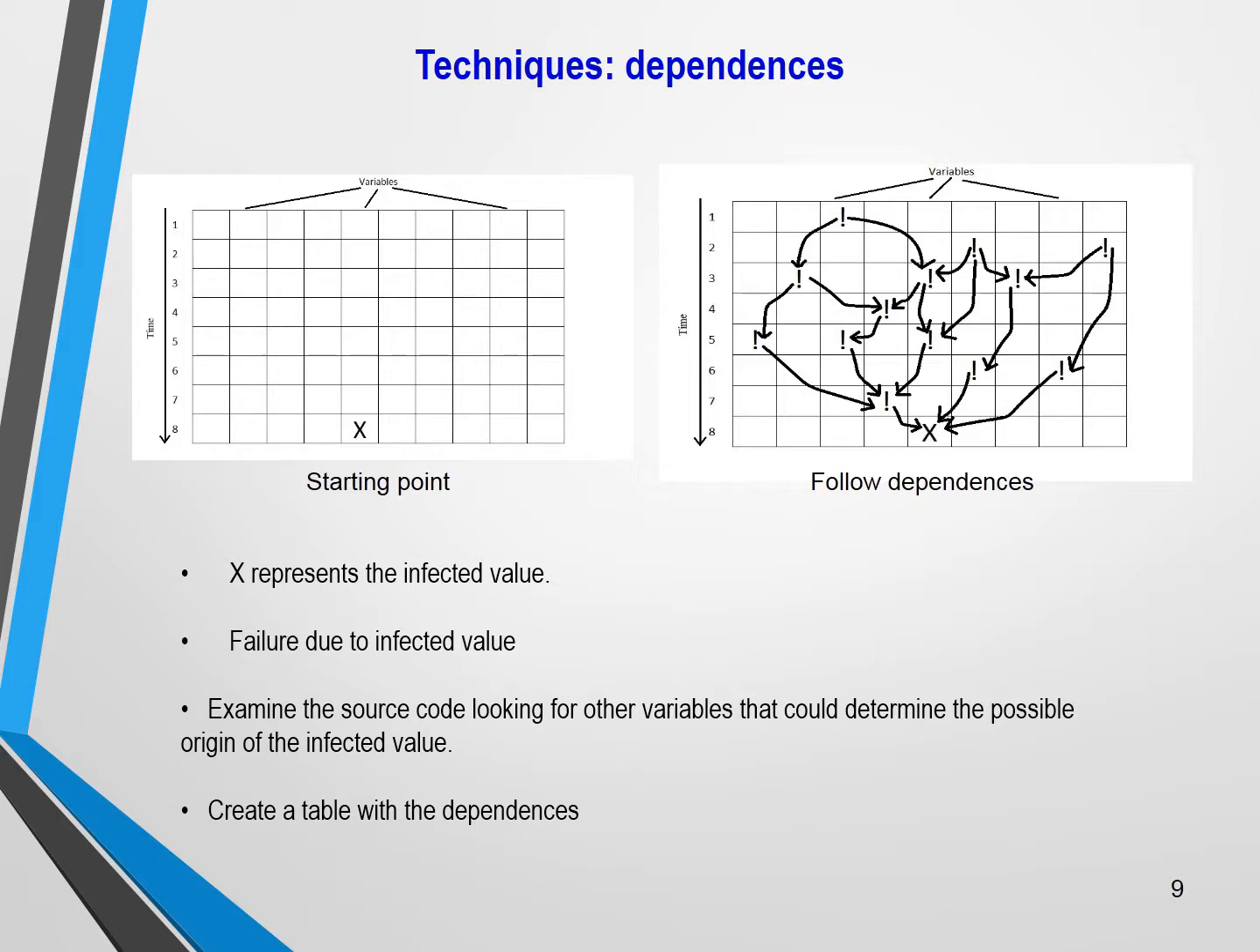And so we're going to examine the source code, looking for other variables or modules of the code that could determine the possible origin of the infected value. So if we look at the image here on the right, we can see the exclamation points represent the possible origins of the infection. And we're going to create a table with these dependencies. And then we're going to trace the dependencies backwards until we find the origin of the infection.